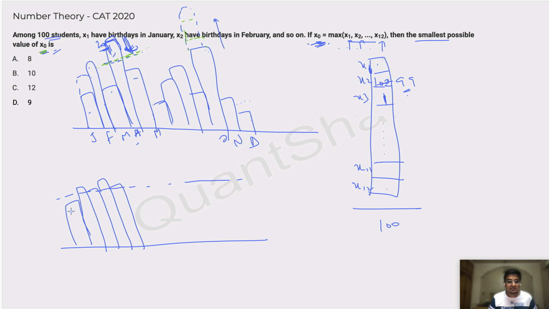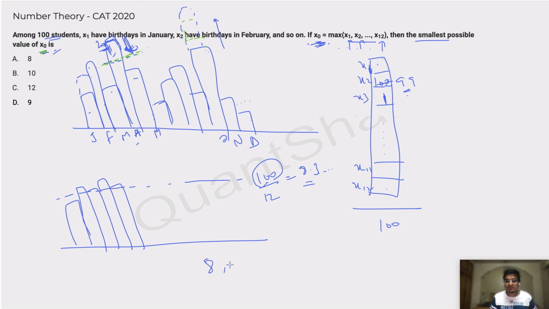Now in this case, if all the months have nearly equal numbers of birthdays, what is the number of students? The number of students is 100. The number of months is 12. This comes out to be 8.3 something. Obviously, you can't have 8.3 birthdays in a month. So some months will have 8 birthdays, some will have 9, to account for all the 100 students' birthdays. So your values could be something like this.